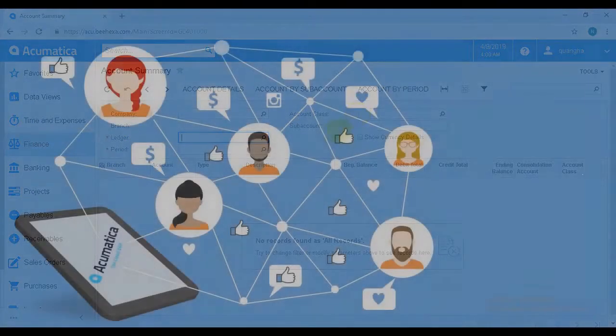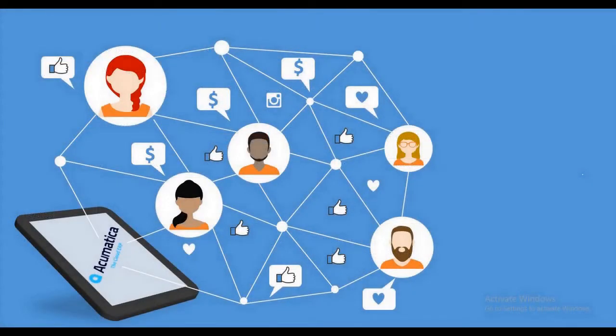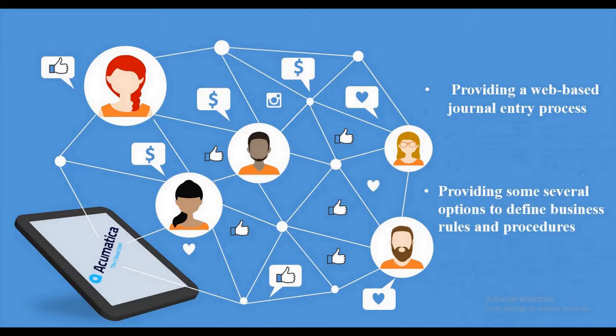To summarize, Acumatica provides a web-based journal entry process so multiple people can work in multiple locations while using the same basic resource. There are several options to define the business rules and procedures, allowing you to tailor the system according to the needs of your business.